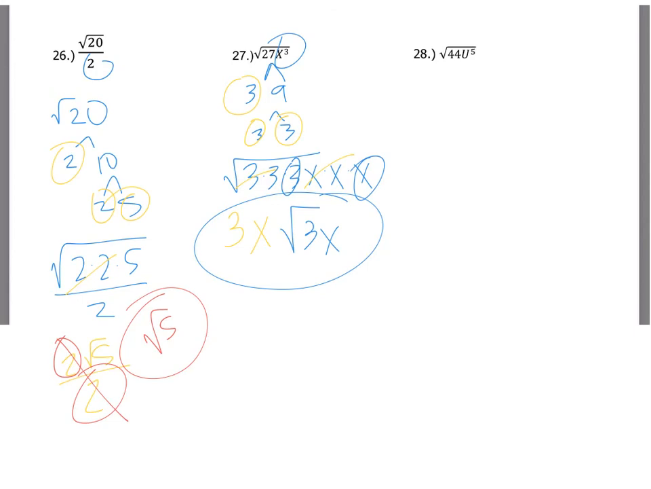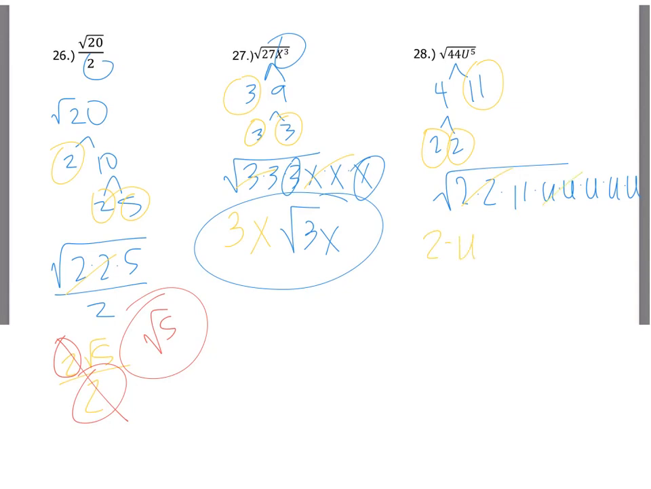Now our last one, 44 is 4 and 11. 4 is 2 and 2. So we have 2, 2, and 11. So it becomes square root of 2 times 11. And then we have 5 u's. So 1, 2, 3, 4, 5. And let's take out doubles. I have a 2. I have a u, and another u, and we have 11u left over. We need to combine the two u's on the outside, so it becomes 2u squared, square root of 11u.